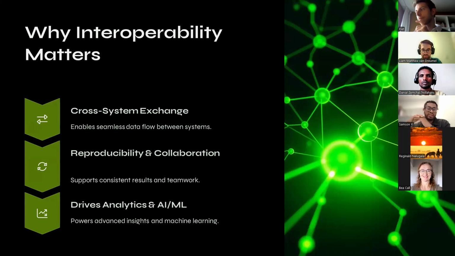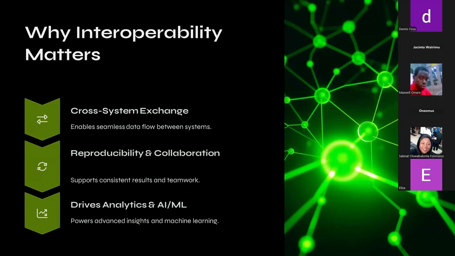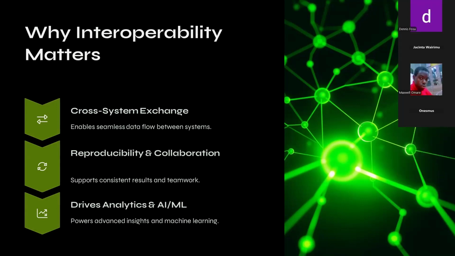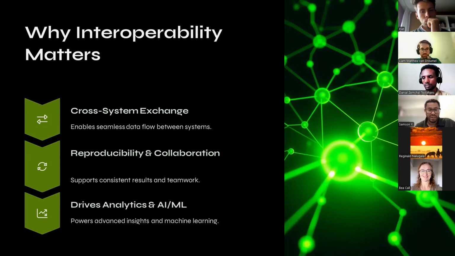Why does this matter? Because we can have a cross-system exchange of data, or sometimes called cross-domain interoperability, which enables seamless data flow between different systems. You would also want reproducibility or validity of research, or validity of a finding that you make in collaborative research. And it drives analytics, especially in AI and machine learning. The advanced insights can be achieved if you have a common data model.